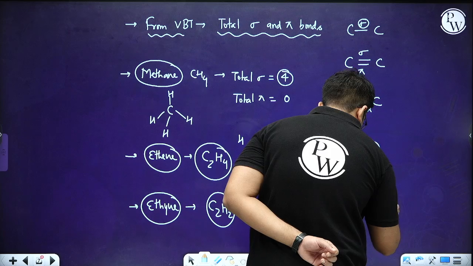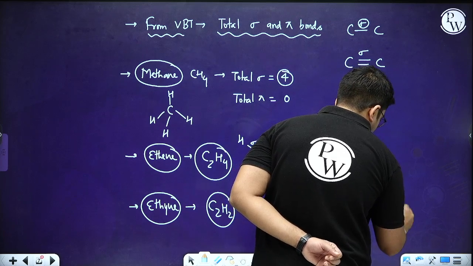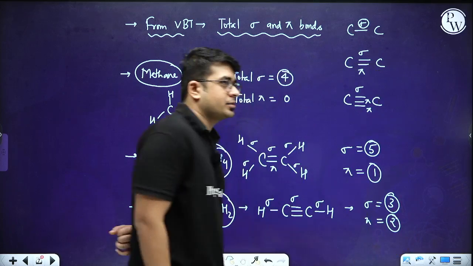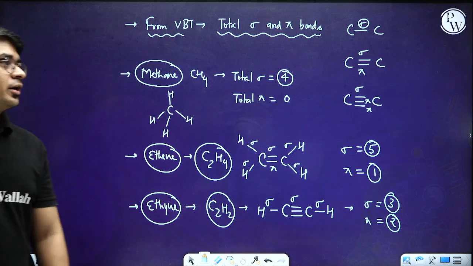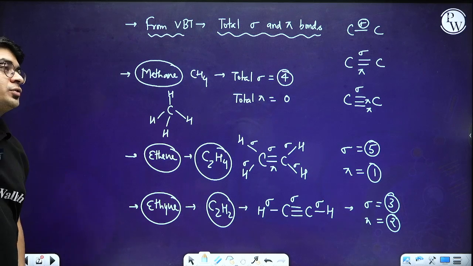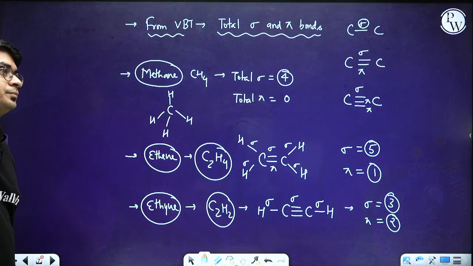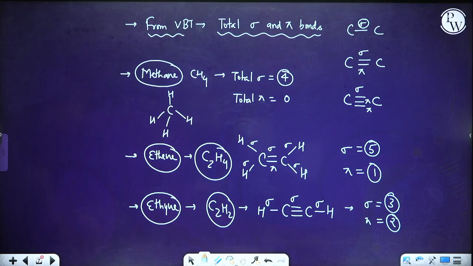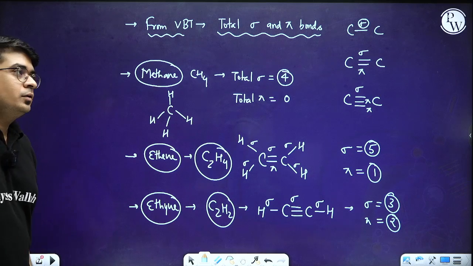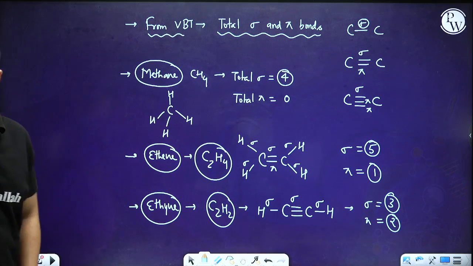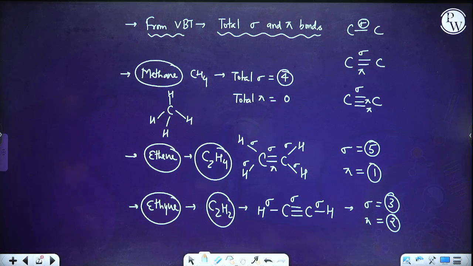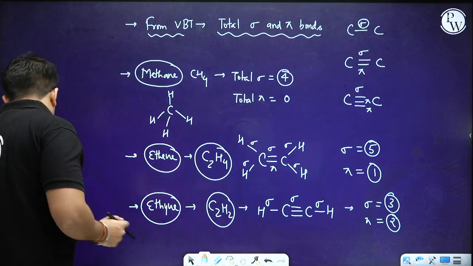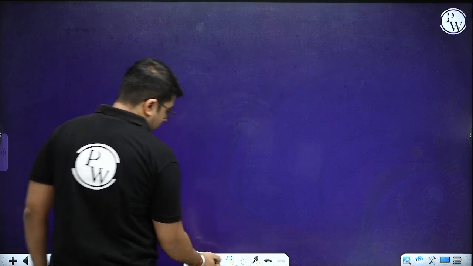So you can say total sigma bonds are 1, 2, 3 and pi bonds are basically 2 in this particular case. Okay, that is the calculation related to sigma as well as pi bonds. Just note down this important portion. It's a very interesting thing. You can find certain questions related to the calculation of sigma as well as pi bond in examination as well. Now let's talk about certain questions.